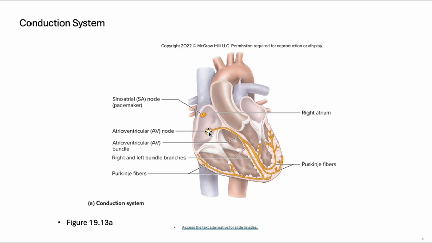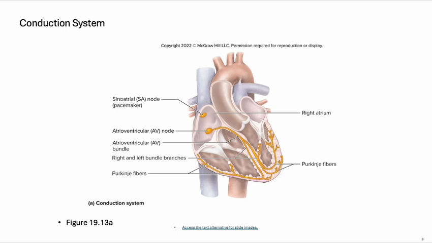After it's delayed and it continues, it moves down to the AV bundle, right, or this bundle of His, then splits into left and right bundle branches. And then from there, it moves into these Purkinje fibers, again, starting at the apex of the heart and then moving up through the ventricular myocardium, right?